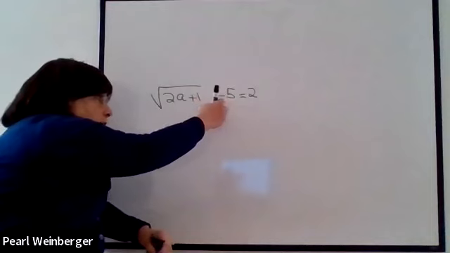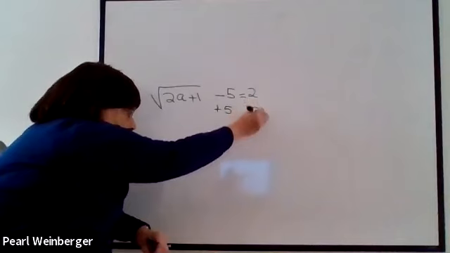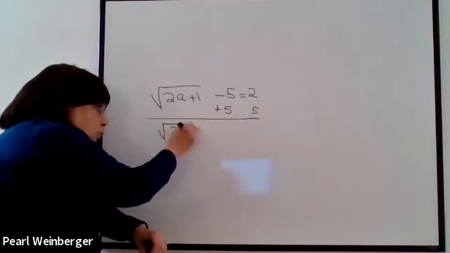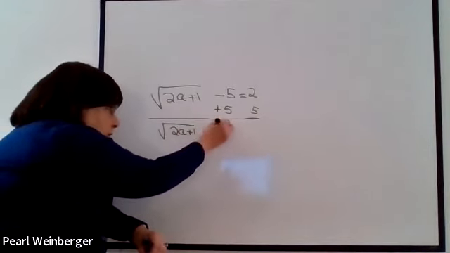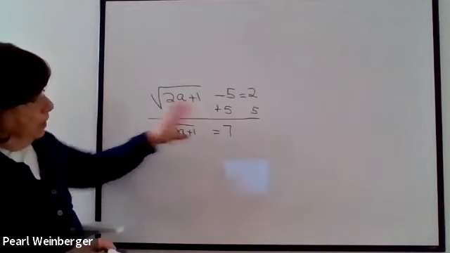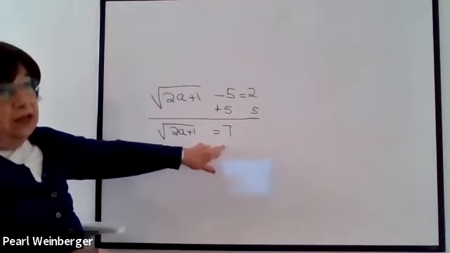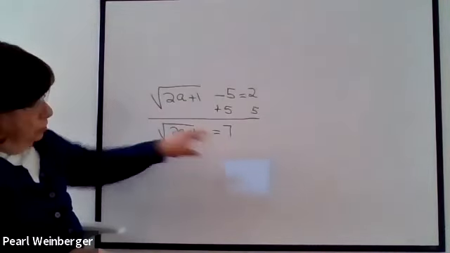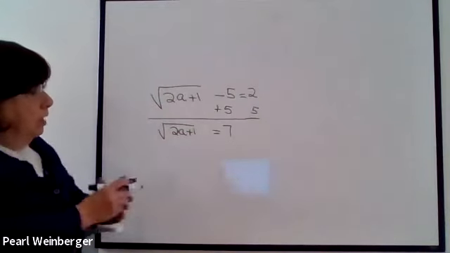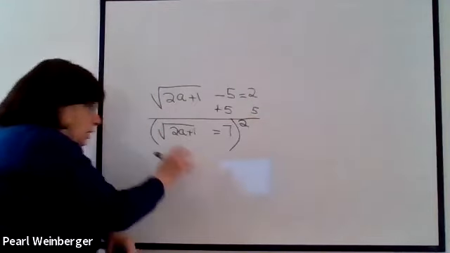So I'm going to add 5 to both sides, and I will get the square root of 2a plus 1 equaling 7. Once I have the radical by itself, I look, this is a positive number. In any case, I will always check my answer. But I know that if I have the square root equaling a number, I want to get rid of the radical, the square root, and I'll do it by squaring both sides.